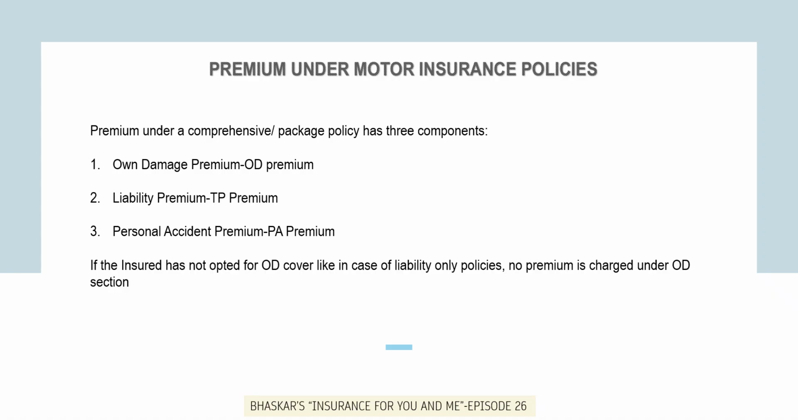The premium under a comprehensive or package policy has three components: the own damage premium, known as OD premium, liability premium, and personal accident premium. If the insured has not opted for OD cover, like in the case of liability only policies, no premium is charged under the OD section. We shall now see the various elements that go into the working of these premium amounts.